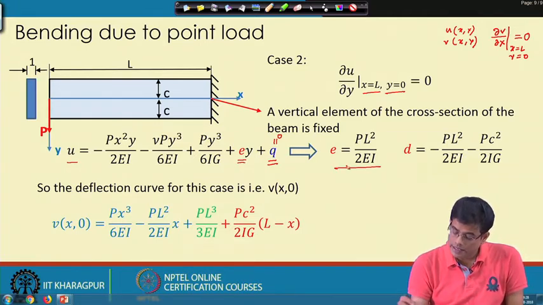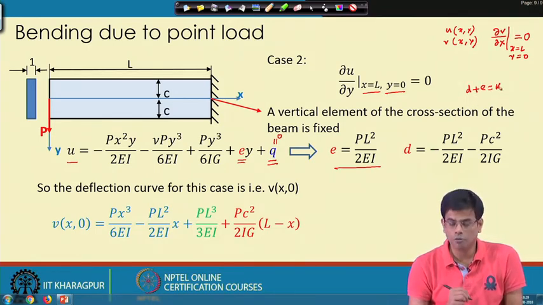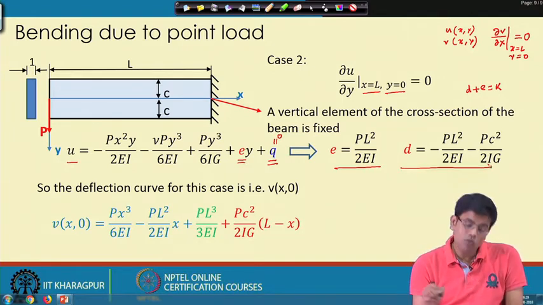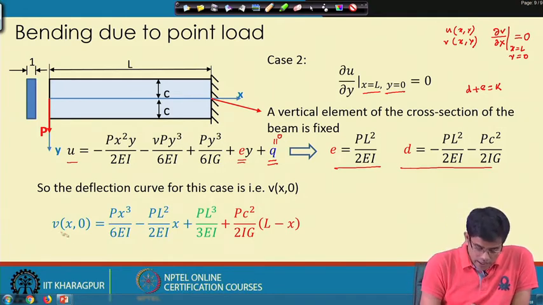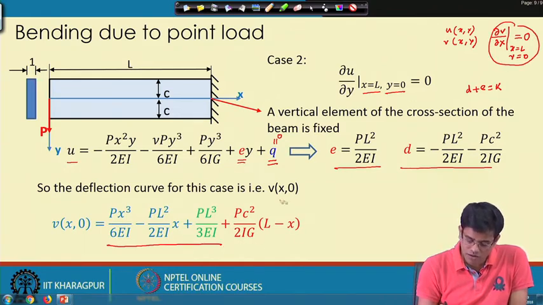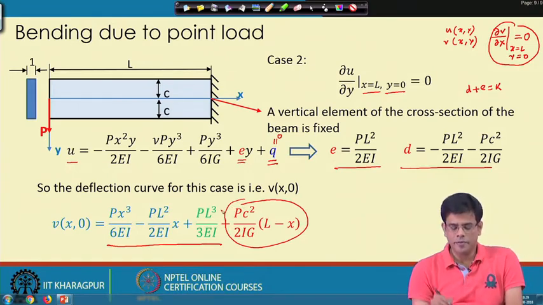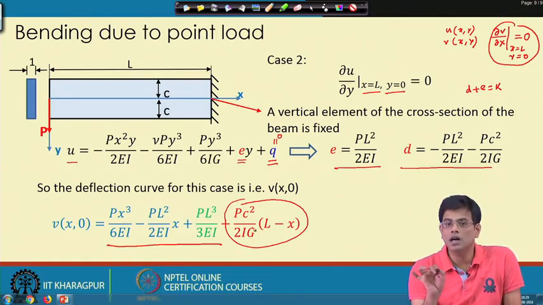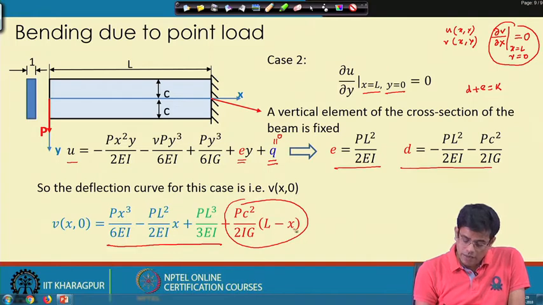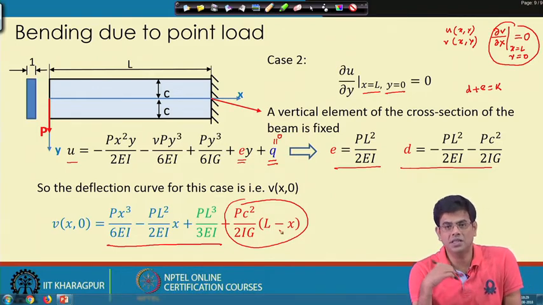Now once we get the e, e plus d plus e equals to k, which we know from the earlier equation. So we can substitute e and find out d. Now if I want to find out the elastic curve, in addition to the original elastic curve for this condition, we have one more term here. So you see this term, which is not similar to the strength of material approach. That means the L minus x Pc square by 2 Ig L minus x term is additionally creating displacements.